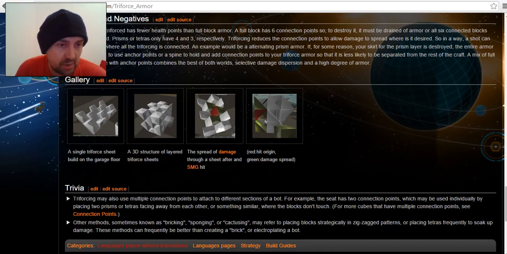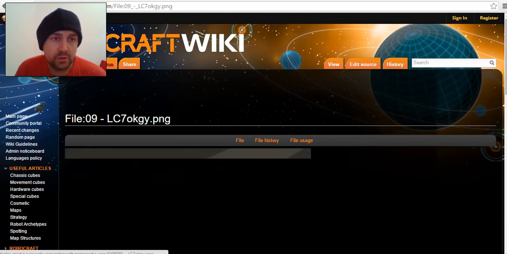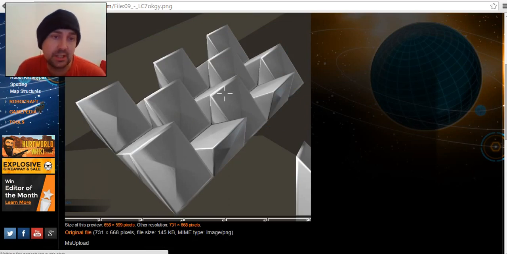a single Triforce sheet built on the garage floor. So, Triforce sheet, right there. That's a Triforce sheet. So it's prism. Fine. And underneath you'd have anchor points. Fair enough. I understand that.